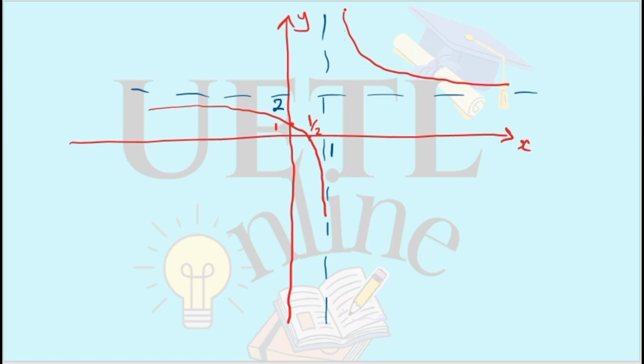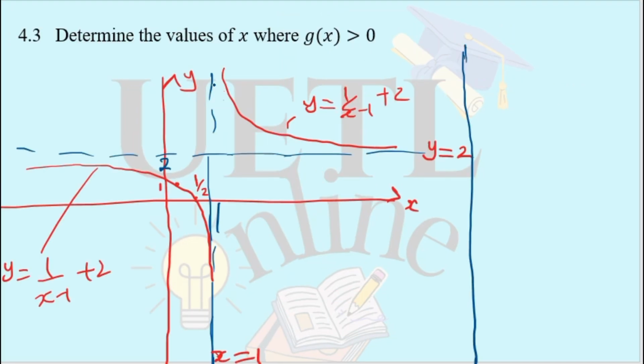Now you can simply write this line as x equals 1, and this line as y equals 2. So we can say this graph is y equals 1 over x minus 1 plus 2, and this one is the same, y equals 1 over x minus 1 plus 2. We're going to be using this graph in the next question. For our next question, we're going to be using this graph to solve it.